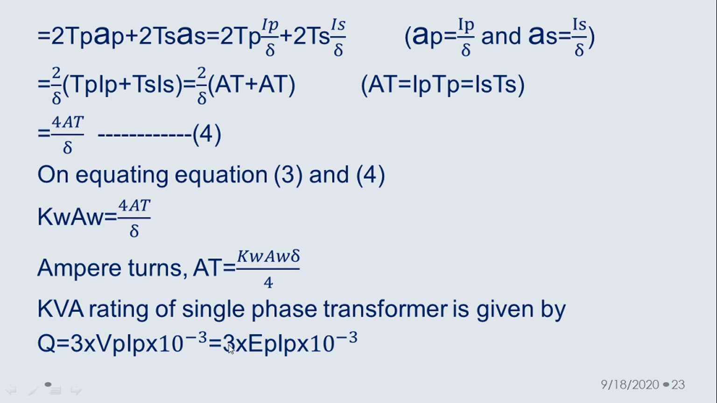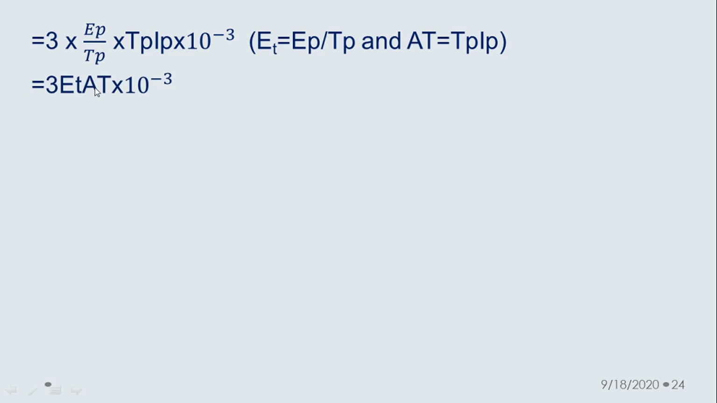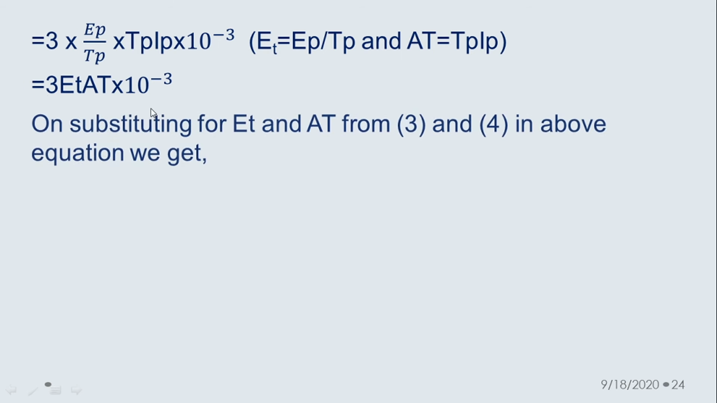So we can also write it as 3 into EP into IP into 10 to the power minus 3. Next, I will divide EP by TP and multiply by TP, into IP into 10 to the power minus 3. EP by TP is nothing but ET, the EMF per turn. And AT is nothing but TP into IP. So this will become 3 into ET into AT into 10 to the power minus 3.